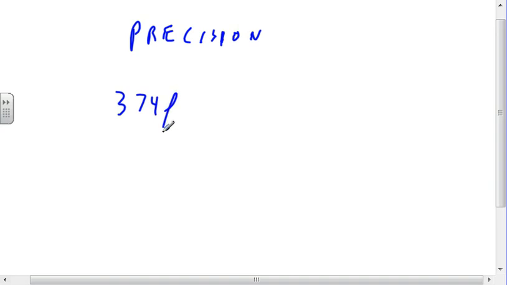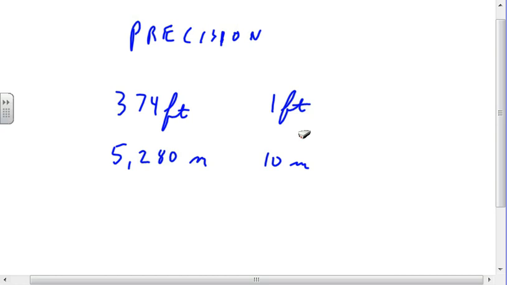So if I had 374 feet, then my precision would be 1 foot. If I had 5,280 meters, then my precision would be 10 meters. Because the 0 is not significant, I am only correct within 10 meters of my answer. And that's what precision is about. So now we're going to look at the exercise for section 4.